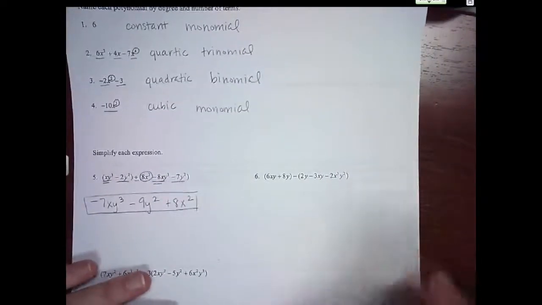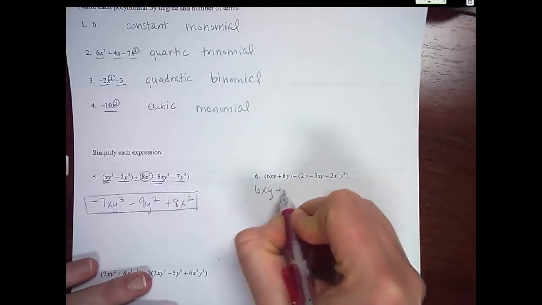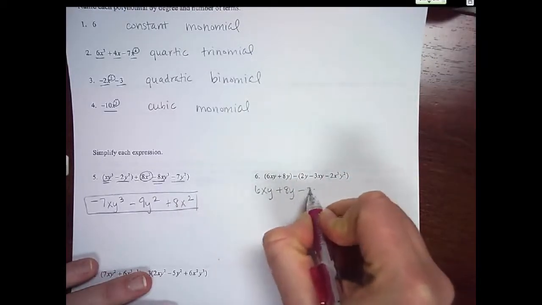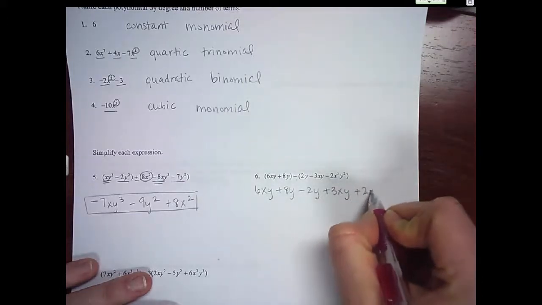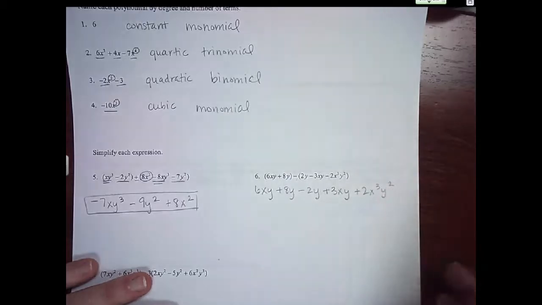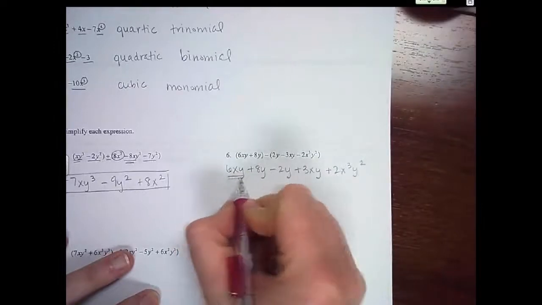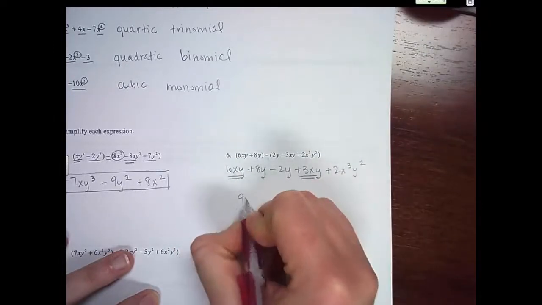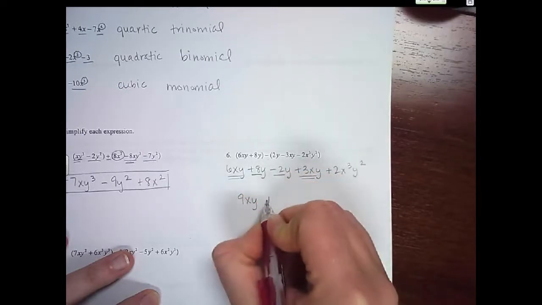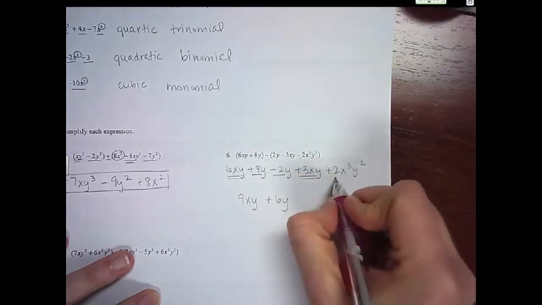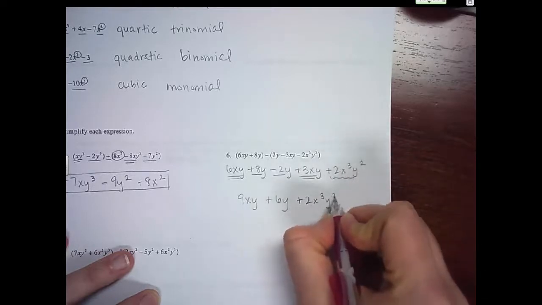Number 6, I have this negative sign. So first I need to distribute that. So I'm going to write 6xy plus 8y, and then I'm going to distribute the negative. Negative 2y plus 3xy plus 2x cubed y squared. So now I'm going to combine like terms. So 6xy plus 3xy would be 9xy. 8y minus 2y would give me 6y. And then I have this by itself, so 2x cubed y squared.